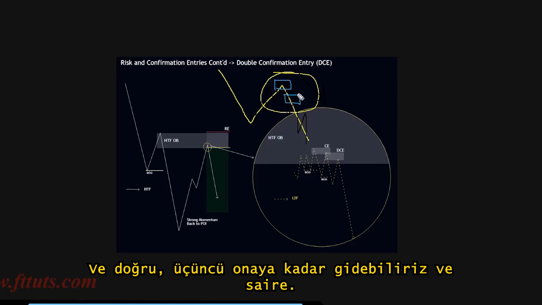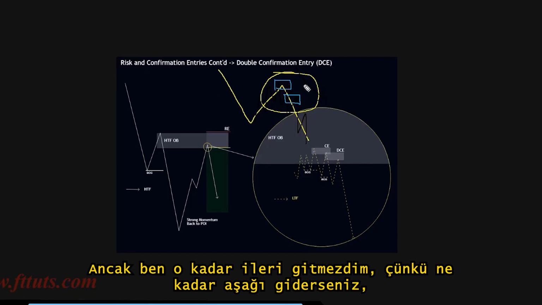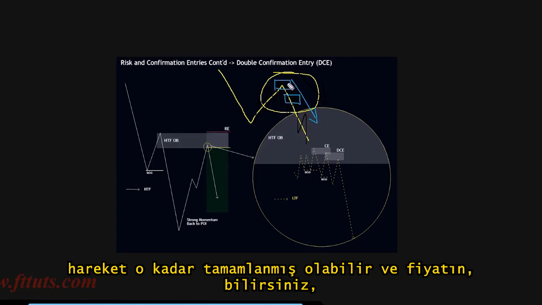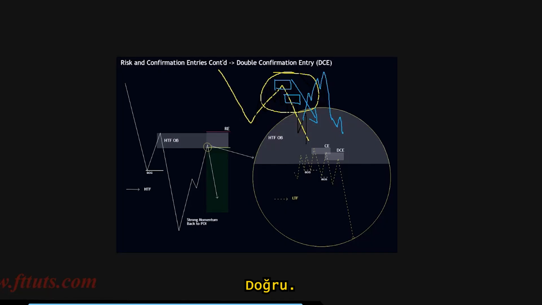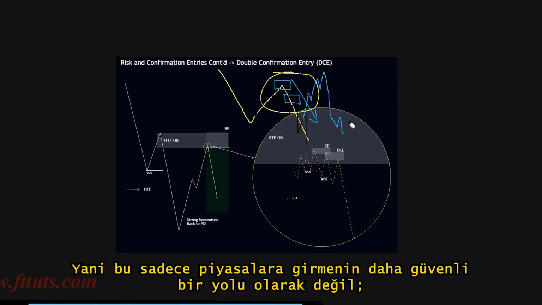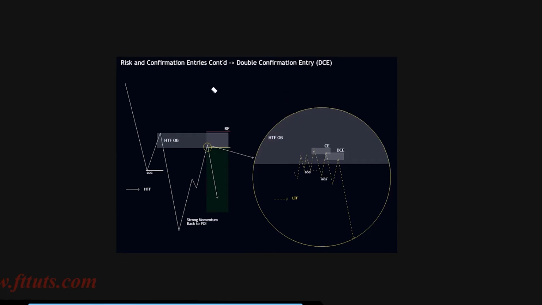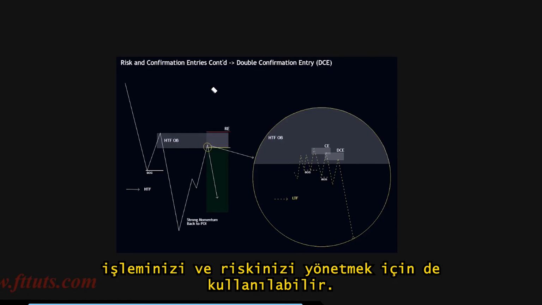And we can go to a third confirmation and all that. However, I wouldn't go to that extent, because the lower you go, the more the move has potentially been completed, and the higher the likelihood of price moving up higher and then lower again. So not only could this be used as a safer way to enter the markets, it can also be used to manage your trade and manage your risk on the confirmation entry or the risk entry type.